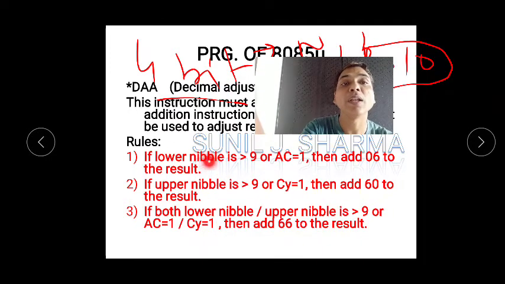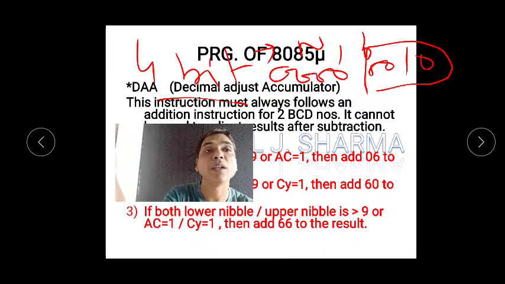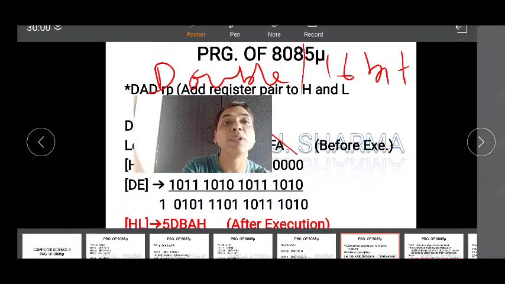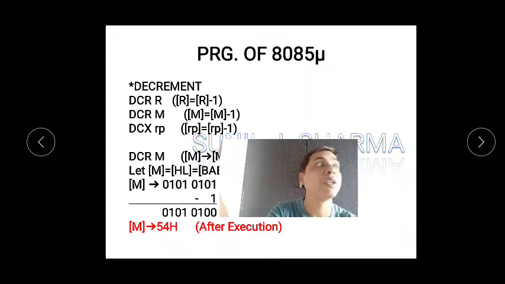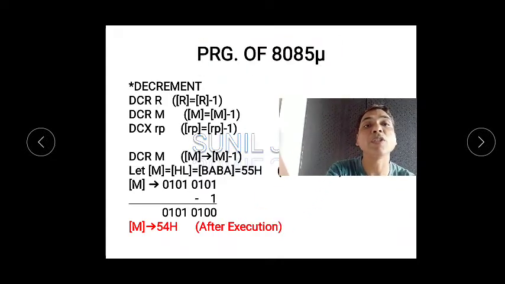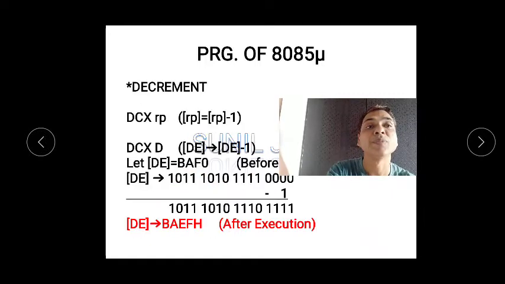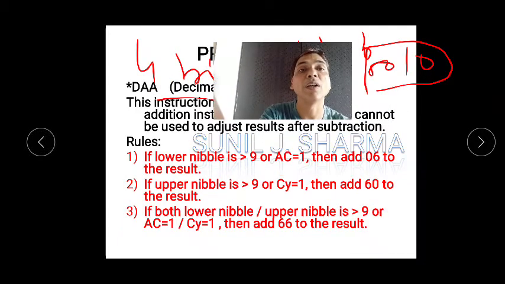So nibbles are like, lower nibble will be, I think I'll just give you an example. I think this will be the perfect example. This will become the lower nibble and this will become the higher nibble. Okay, so 4 bits make 1 nibble. This is lower, this is higher. Okay, now let's continue with the example.